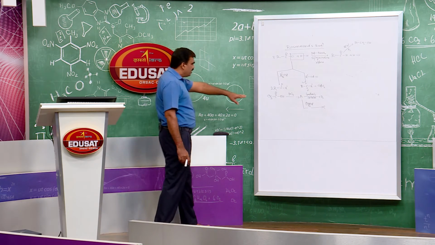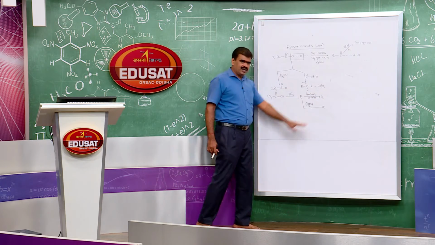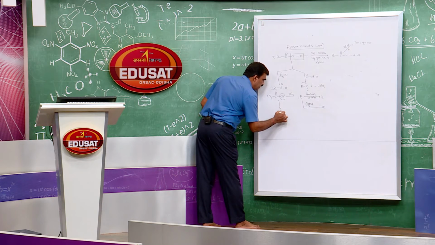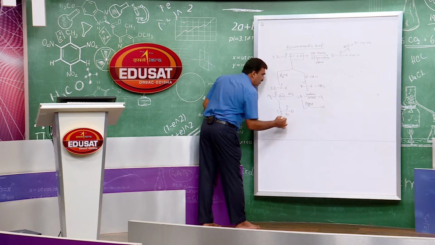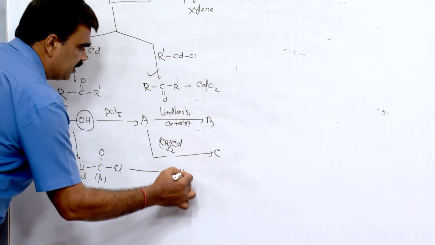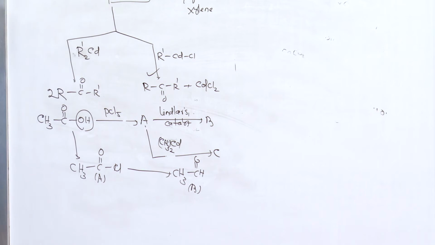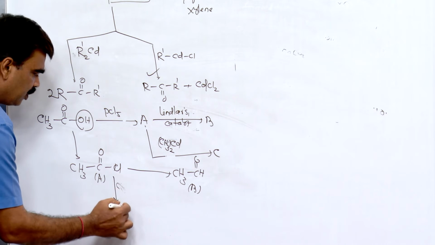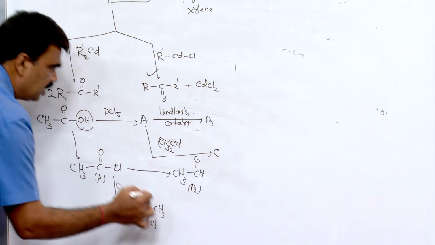Now you just tell me what its answer is. Look, what will the answer be? PCl5 converts OH to Cl, so you get acetyl chloride, that is A. Lindlar's catalyst means partial reduction, and you get acetaldehyde. So B is your acetaldehyde. When you are using dialkyl cadmium, you get ketone, that is acetone. So this is your C.